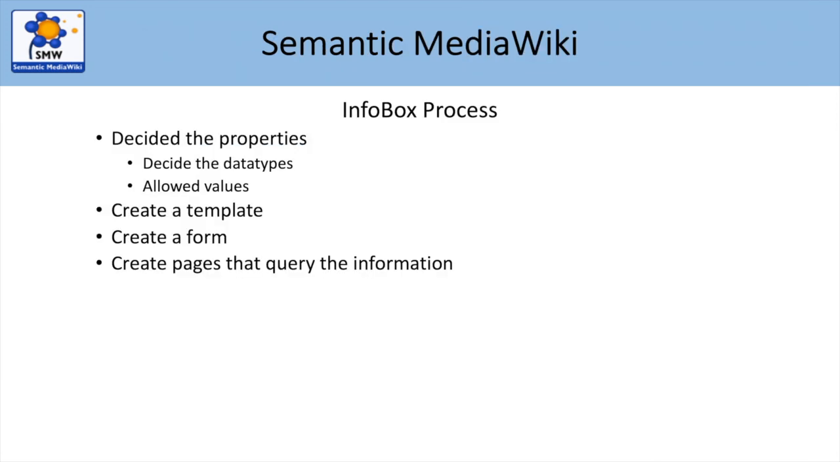You need to decide on the properties that are going to be in this info box. You need to decide their data types, as we discussed before, and also whether they're going to have specific allowed values or could be any values. Once we've created all those properties, we then create templates. Then we're going to introduce something new, which is creating a form, so it's a lot easier for users to input that information. It's just going to look like a web form, and you fill in that web form, and it fills in that template.